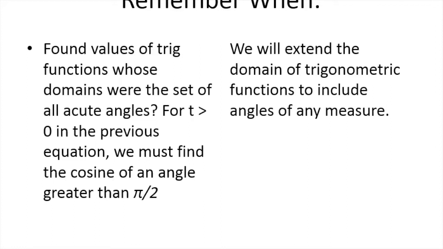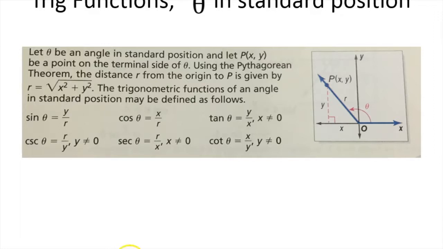So looking back at that previous equation, once you have a second to see that, you'll notice that you have to find the cosine of an angle that is greater than 90 degrees or greater than pi over 2. So what we're going to be working with today is extending the domain of trig functions to include angles of any measure and not just acute angles.